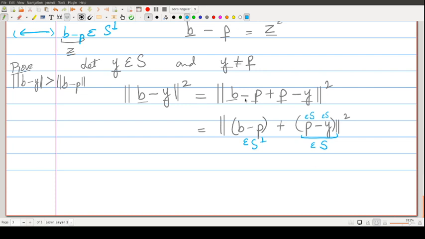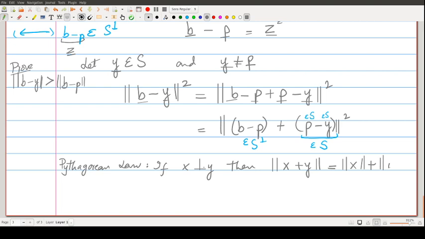And at this point I will use something called the Pythagorean law. The Pythagorean law tells me the following: if x is orthogonal to y, then the norm of x plus y squared is the same as the norm of x squared plus the norm of y squared. And this is quite easy to see, and I'm not going to prove this in general, but perhaps I can just prove it for the case that I have in front of me.